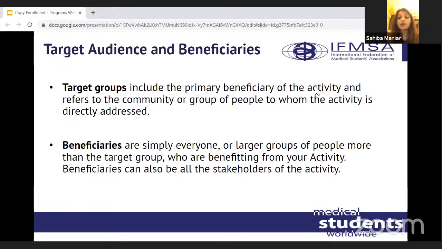For example, when you are conducting an activity on the rights of women, women become your target audience, but your beneficiaries become women, become their children, become the general population, and also become their husbands, who are going to benefit from the progress that they are going to make in their life. And that is the fine line between target audience and beneficiaries.